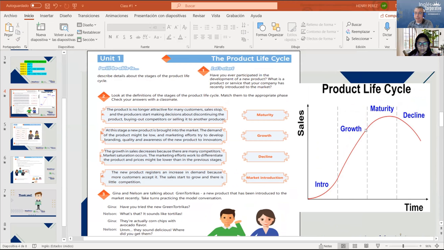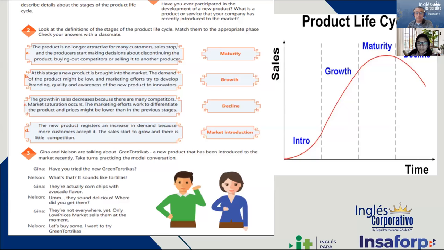Now, I'm going to ask you something, Abigail. Have you seen this vocabulary before? Yes. I understand the meaning, but not so specific, not the large meaning. Okay, these are the elements of the product life cycle. The elements are maturity. Can you say it? Maturity. Okay, maturity.